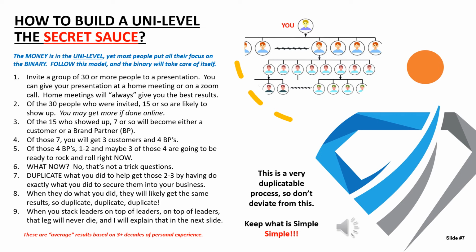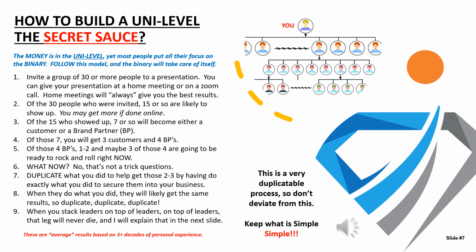Now, if you look at the bottom there in red, it says these are average results based on 3+ decades of personal experience. So no matter who you are, no matter what level of experience you have, the average person is going to come up with these numbers if they follow this system, starting with 30 people. The average numbers are exactly what you see here. So no matter who you are, you are likely to get the same results.